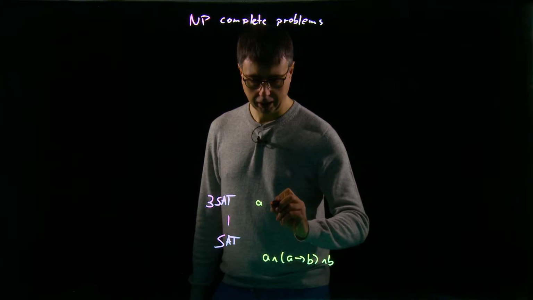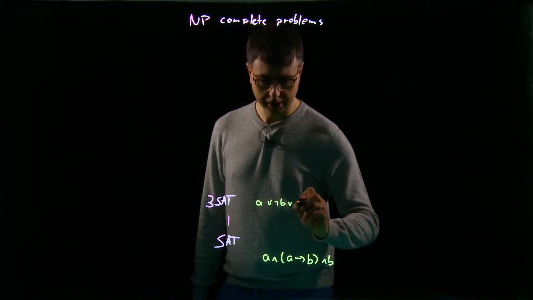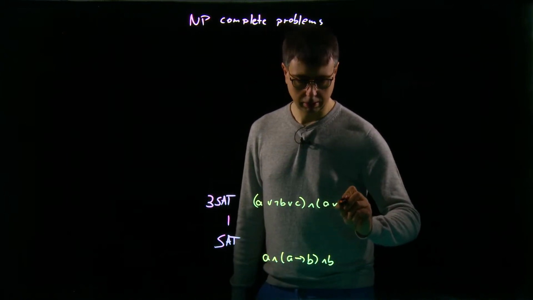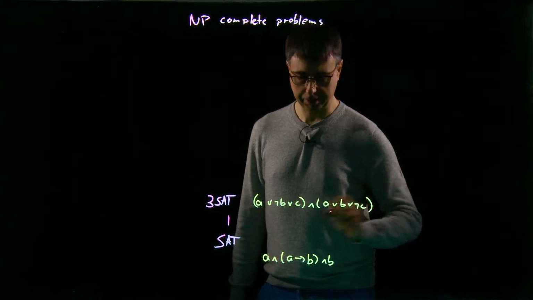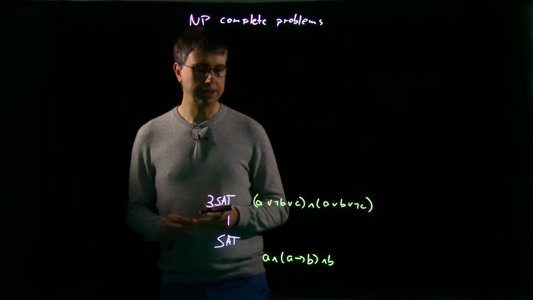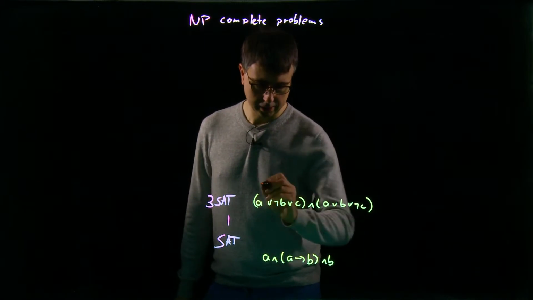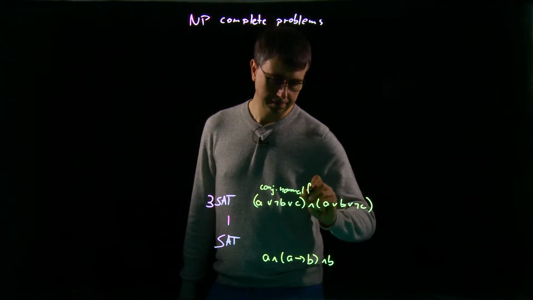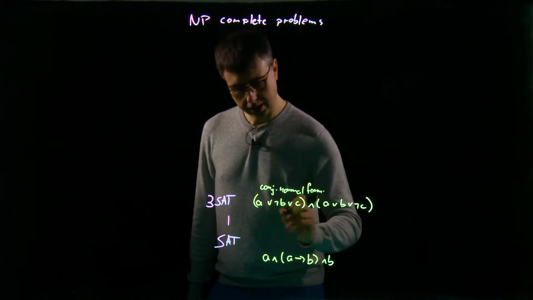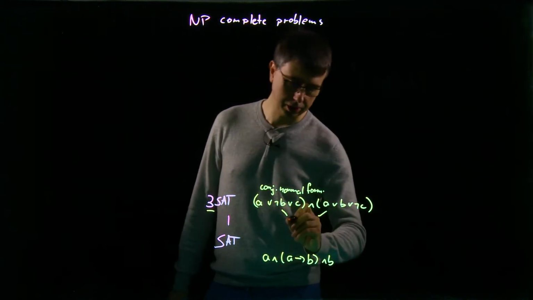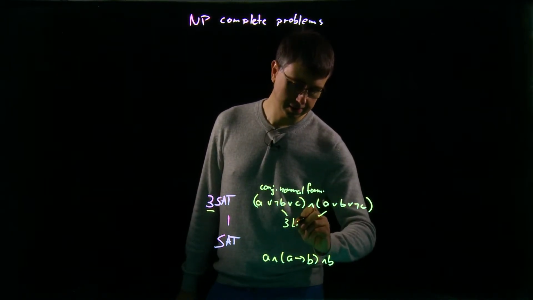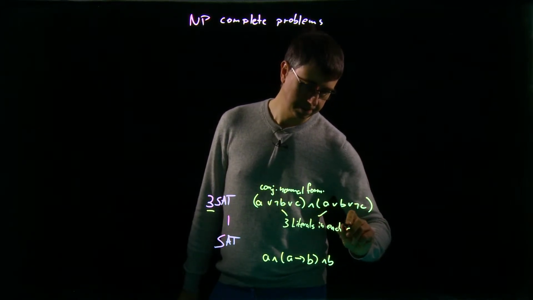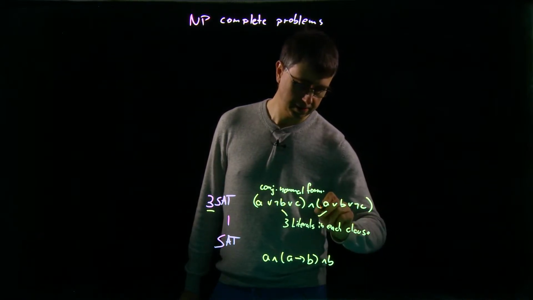this. We have A or not B or C, and A or B or not C or something. These are the formulas that are allowed here, and this is in conjunctive normal form. And 3-SAT is because we have 3 literals in each clause. This here is a clause.